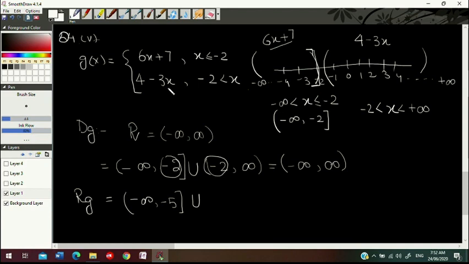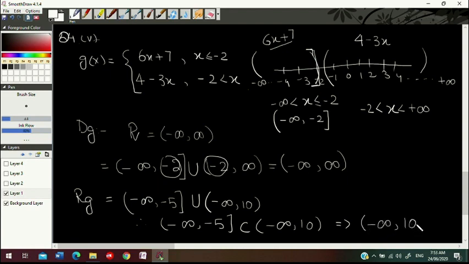As we found the range for the first equation, similarly we find the range for the second equation. In the second equation again we put minus 2 in place of x. So what do we get? 4 minus 3 multiplied by minus 2, that is 4 plus 6, which is equal to 10. So we have from minus infinity to 10, and minus infinity to minus 5 is a subset of minus infinity to 10. We can say the range of this function is from minus infinity to 10. This is the range of our function.